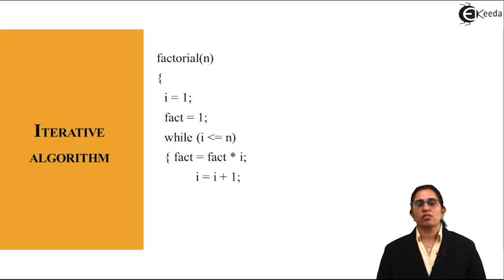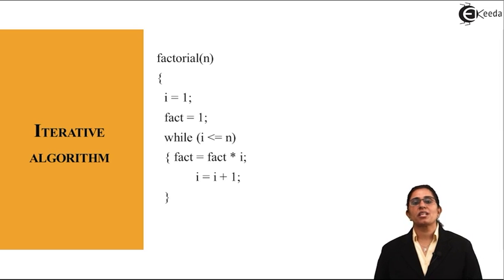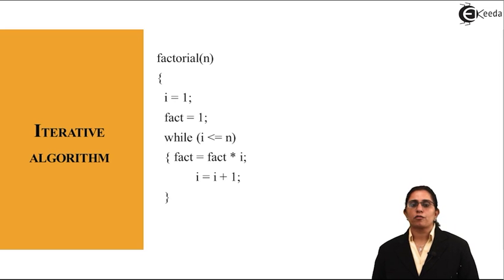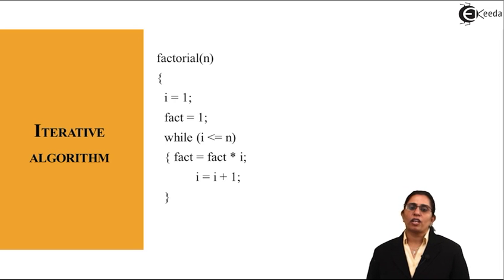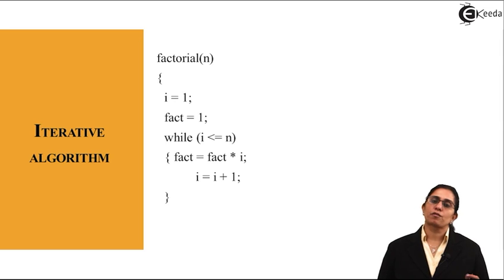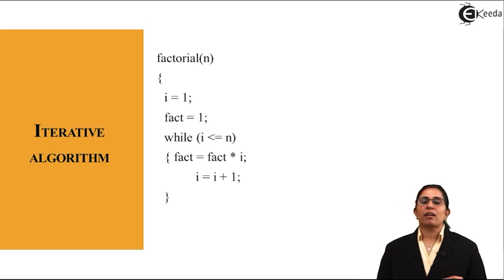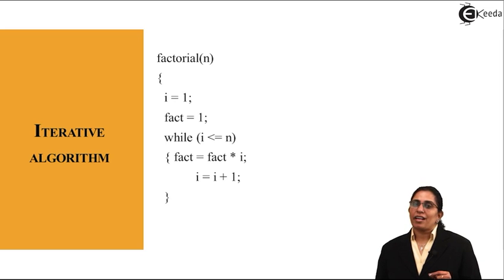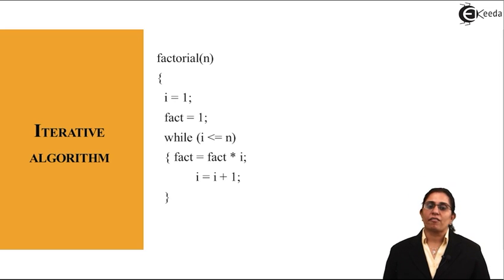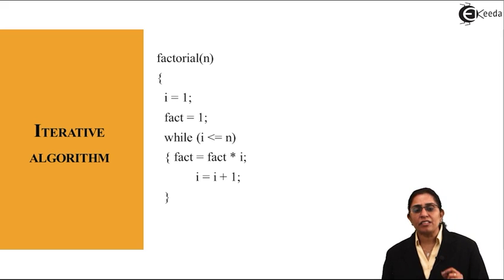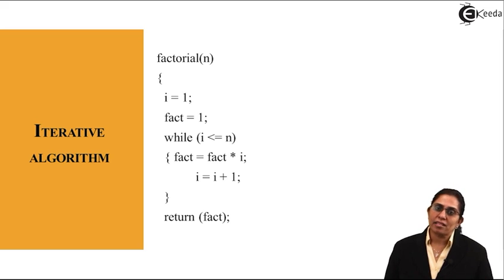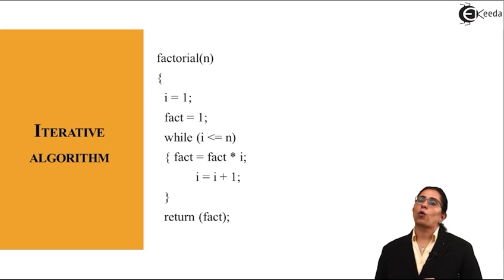The while loop gets closed, it goes back again and checks. The value of i is now 2, but 2 is still less than or equal to 5. So it goes back into the loop. And fact is equal to, the value of fact is 1, the value of i is 2. So 1 into 2 gives me 2, which is stored back into fact. This loop executes till my i becomes equal to 5. In the next step, when i becomes greater than 5, it terminates the loop and returns the value of fact to the place where the function factorial was called.